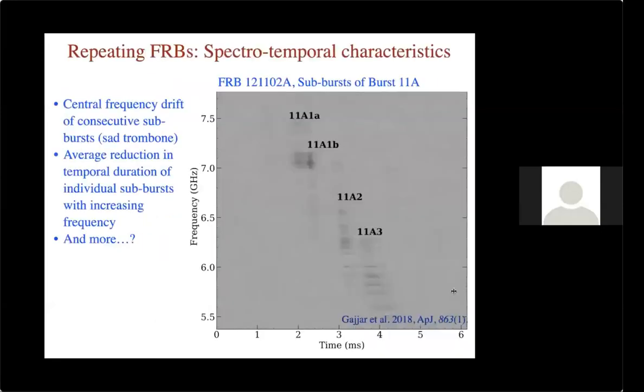Before I introduce our model, I will just do a quick refresher of some of the spectro-temporal characteristics of repeating FRBs. I will start with the famous sad trombone.